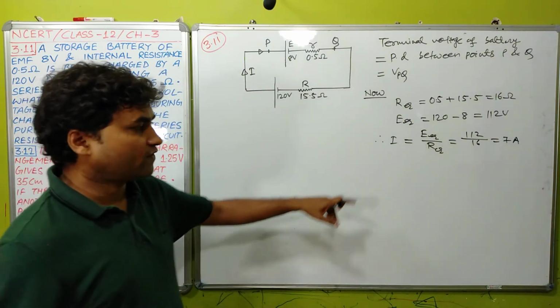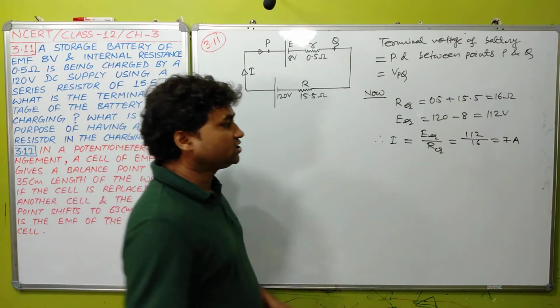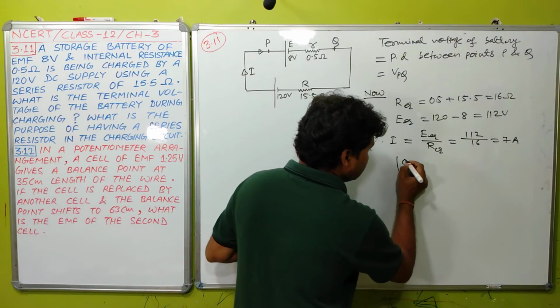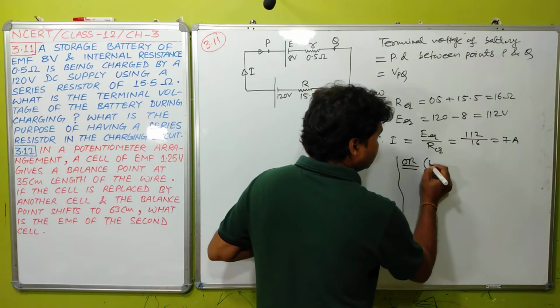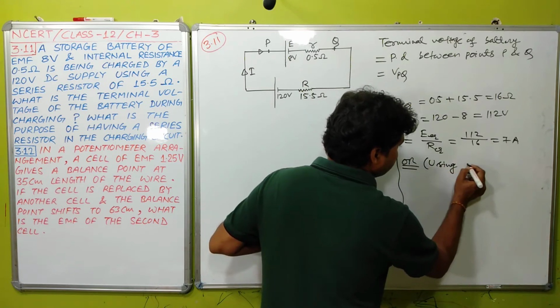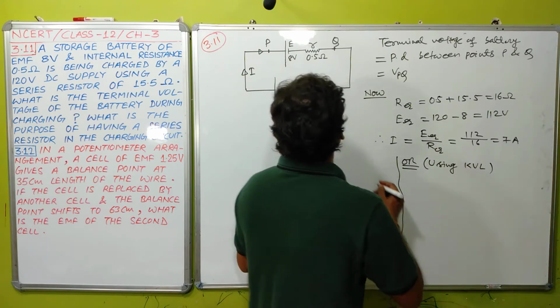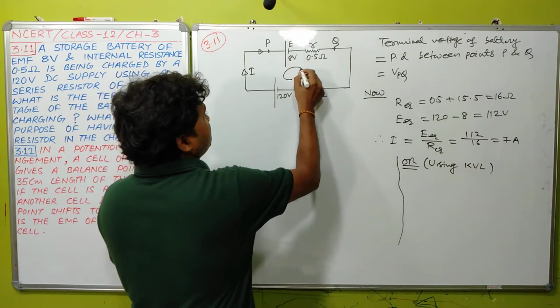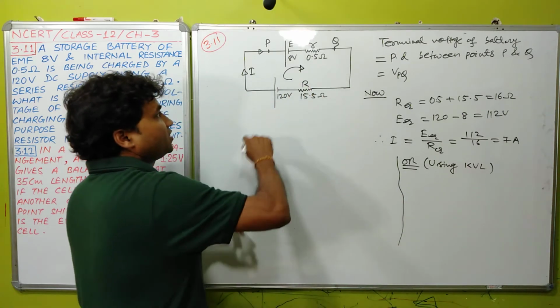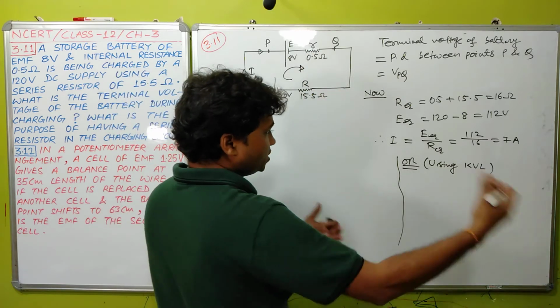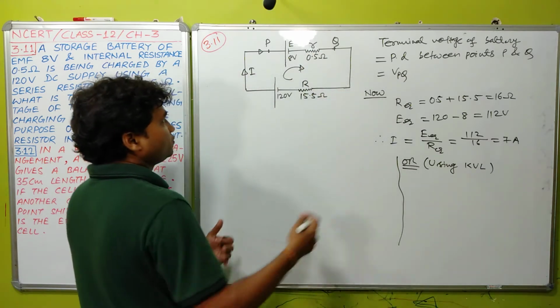Student, you can also find the value of current using KVL, Kirchhoff's voltage law, or Kirchhoff's second law. We also call it Kirchhoff's second law. Just write down the equation: the potential difference across all the elements, and this will be equal to 0.